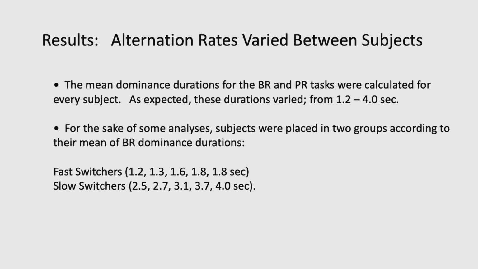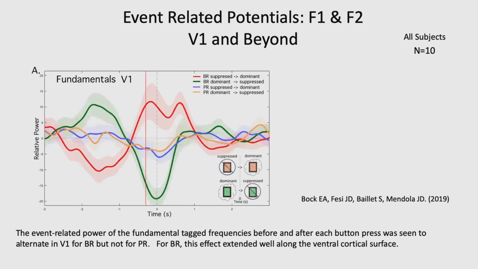So as I said, we have slow or fast switchers. And for the sake of a couple of the slides that are coming up, we ended up separating our subjects into two groups according to whether they were the more slow or fast switchers. And so here, we finally get to look at some data.